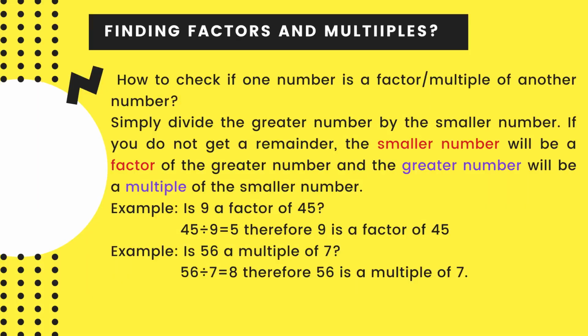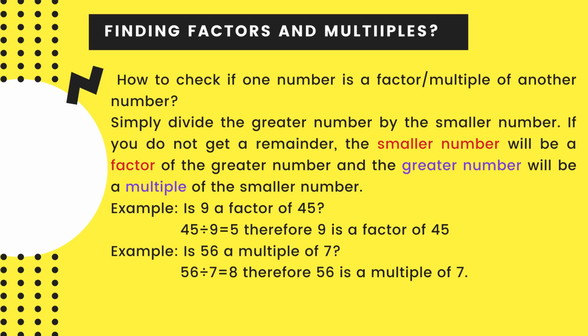Finding factors and multiples. How do we check if one number is a factor or a multiple of another number? We simply divide the larger number by the smaller number. If on dividing we do not get a remainder, the smaller number will be a factor of the greater number, and the greater number will be a multiple of the smaller number. Look at the example provided.